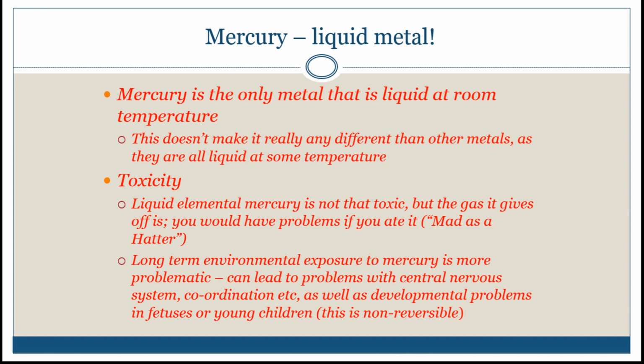Long-term environmental exposure to mercury is more problematic. It can lead to problems with your central, fill in the blank, nervous system. It can affect coordination. It can lead to developmental problems in fetuses and small and young children. It can lead to birth defects, and this is non-reversible. If you get mercury poisoning, we have no way of curing it right now. It's beyond our technology.